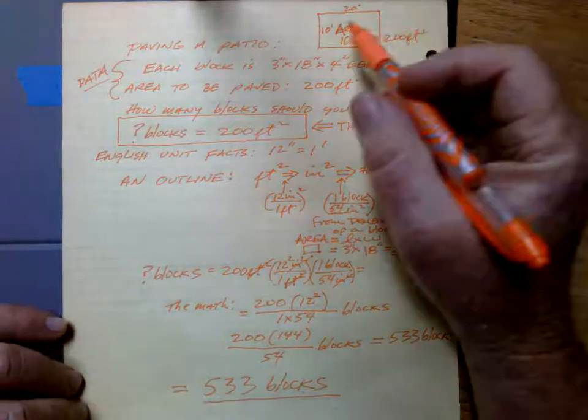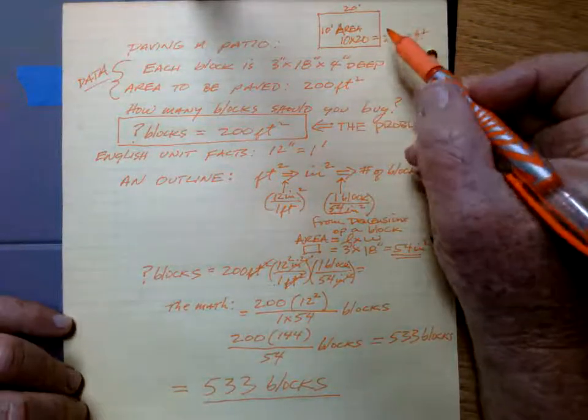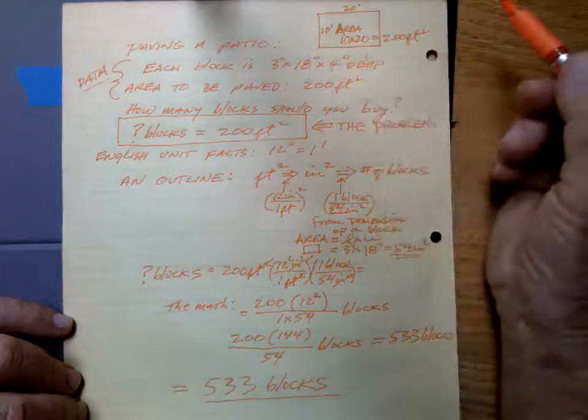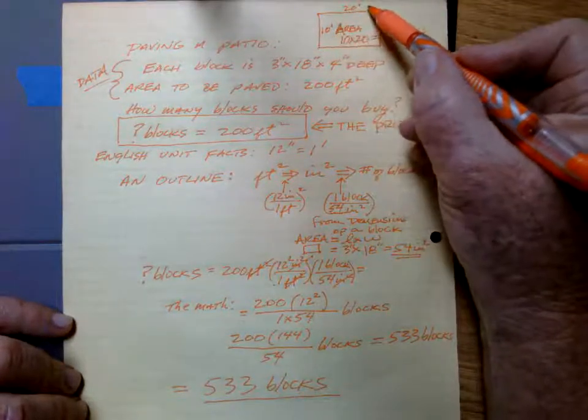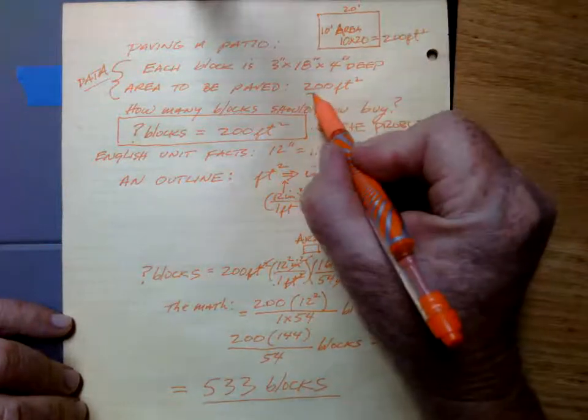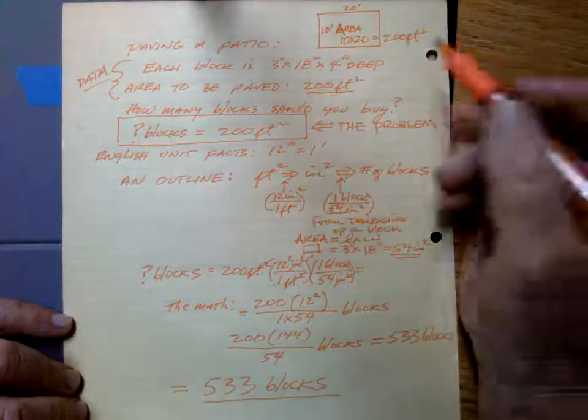So the actual patio might be some sort of irregular shape, but you could think of it as a simple rectangle with dimensions 10 feet by 20 feet. So that's where this 200 square feet comes from.